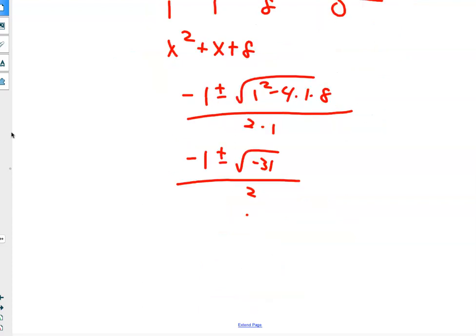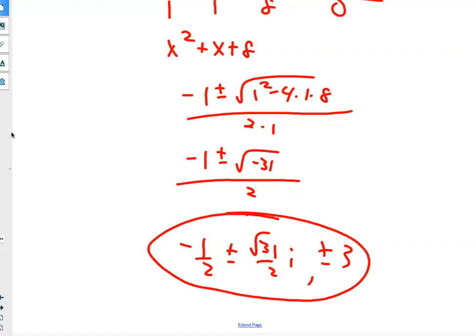And the square root of negative, so it's an i, so you can write it as -1/2 plus or minus square root 31 over 2 with an i. And don't forget you had plus or minus 3 as the answers that were rational. So you got 2 imaginary answers and then 2 rational answers to get you the total of 4 that this thing had. So hopefully this was helpful for some of you.